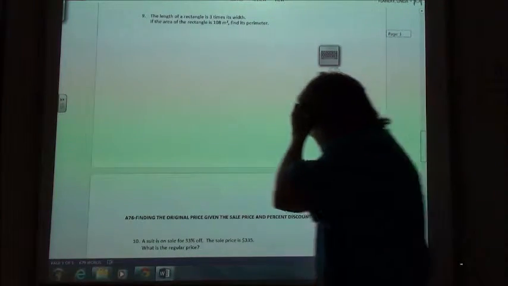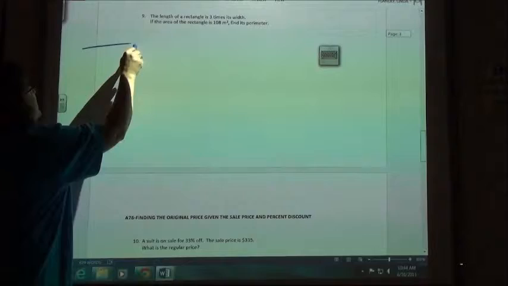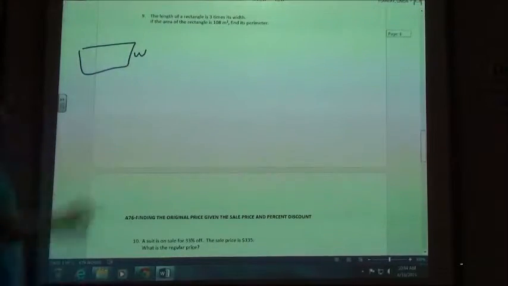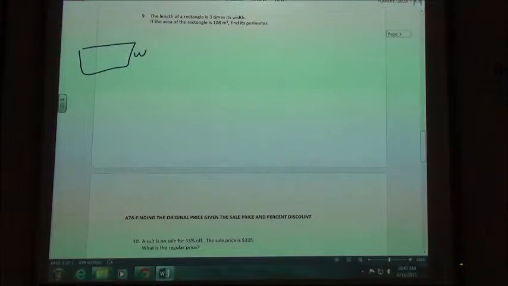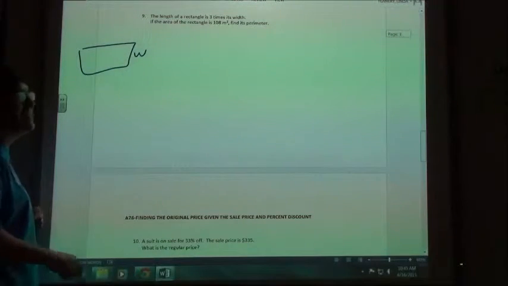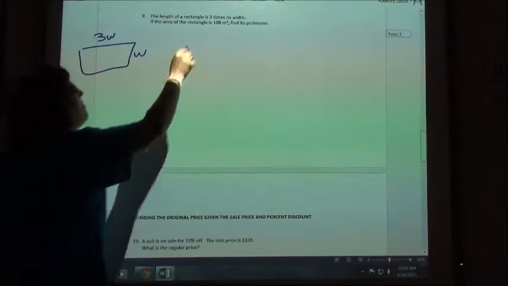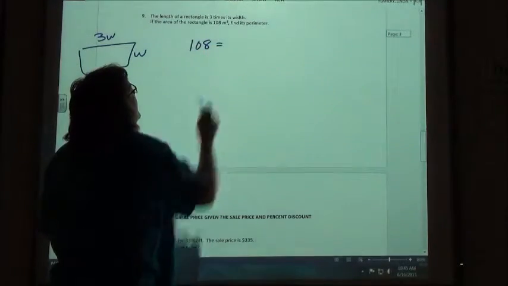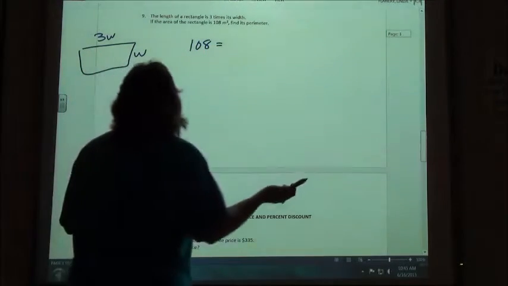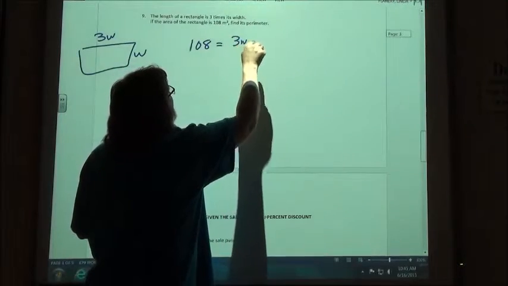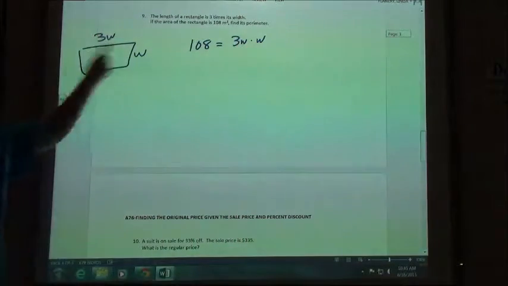But we're going to basically start out the same way. I've got my rectangle. I'm not going to know what the width is, and I'm going to write the length in terms of the width. So the length of my rectangle is 3 times my width, so my length is going to be 3W. This time I'm doing area. My area is 108. Formula for area is length times width, so 3W times W would be my length times my width.